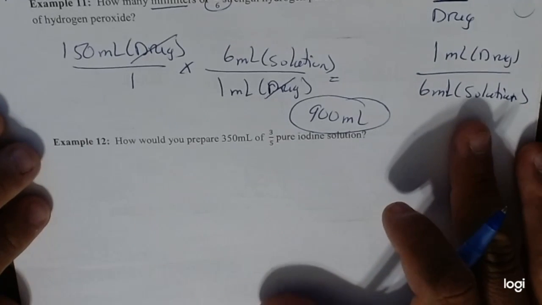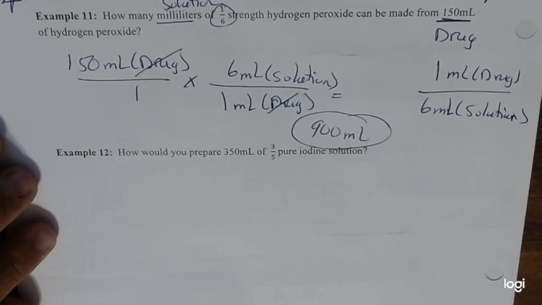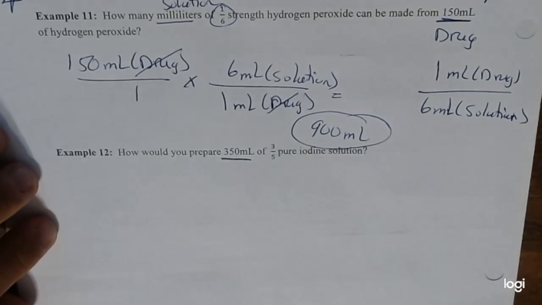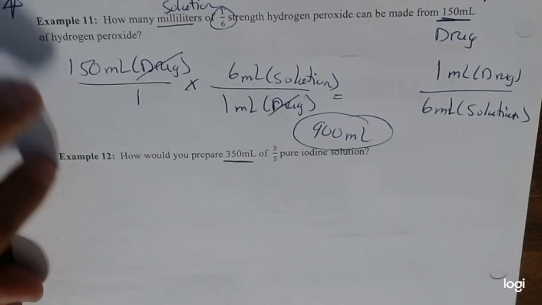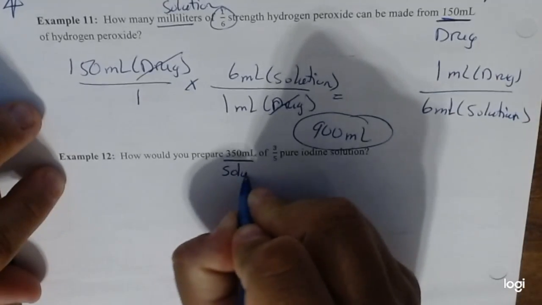Right, so last one here, number 12. How would you prepare 350 milliliters of 3/5 pure iodine solution? So again, think about it. Going to this concept, what is this 350? Is that drug or solution given to you? So try to think of the hint I told you guys here. So hopefully you said solution.